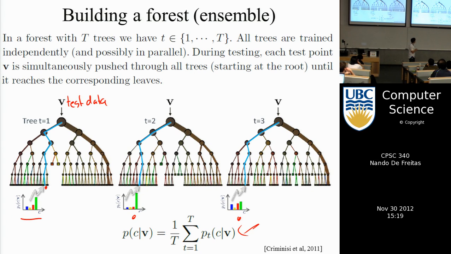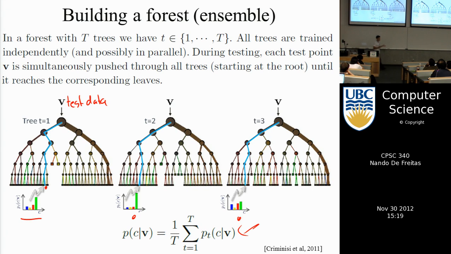And then all we do is we just add those three things and normalize. So it's just an average of three histograms. That still gives you a histogram, and that's your final classifier. Those are your final classes when you average them.